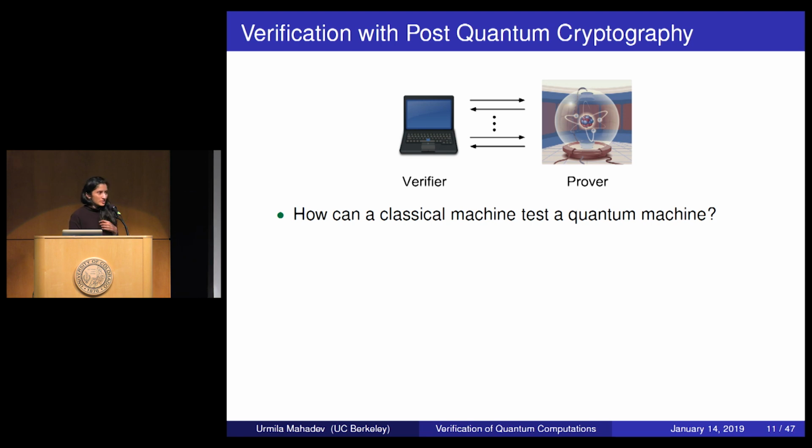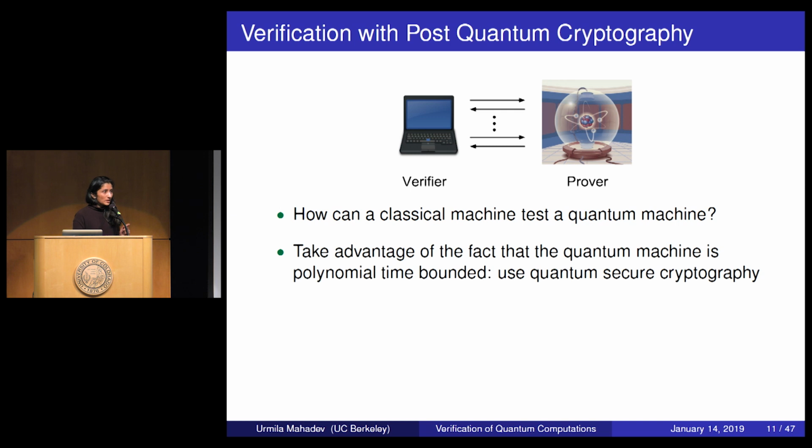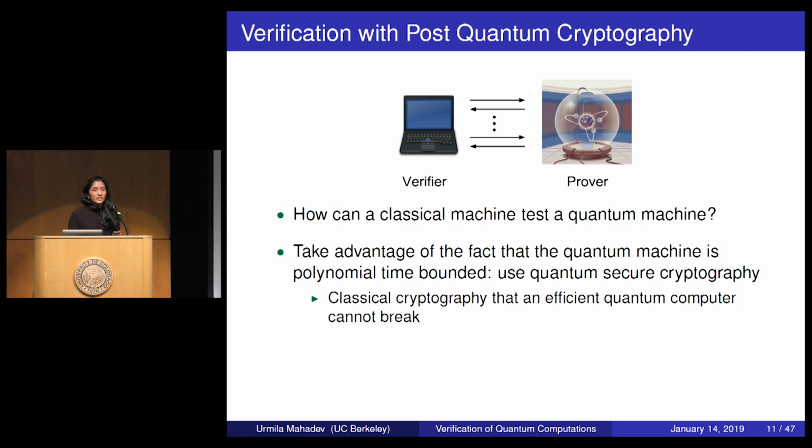I'm going to address this question by taking an upper bound on the power of the quantum prover. So the quantum prover is quite powerful, but he's still just an efficient quantum machine. He's not all powerful. What that means is I can use an assumption that this quantum computer cannot solve certain problems. There are certain problems which are too hard for even an efficient quantum computer. In other words, I'm assuming quantum secure cryptography, which is classical cryptography that a quantum computer cannot break. The way to think of it is maybe there's a one-way function which the quantum computer cannot invert.